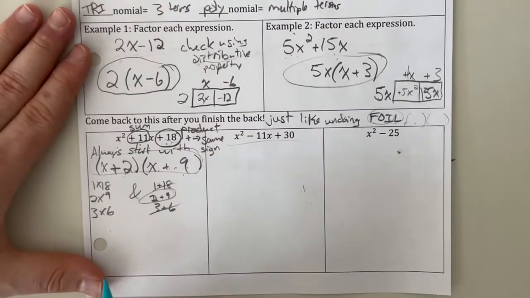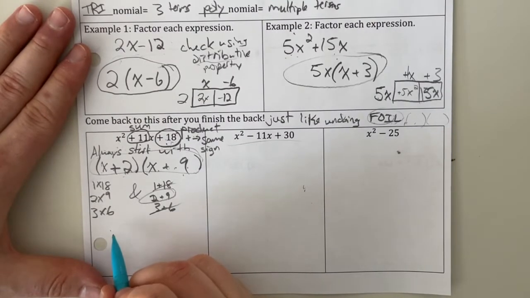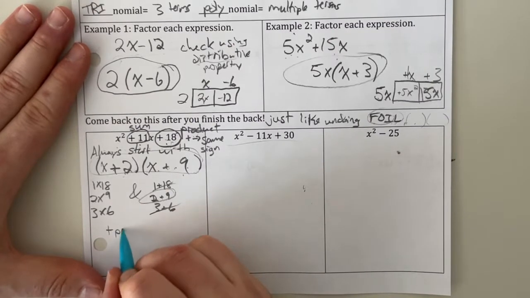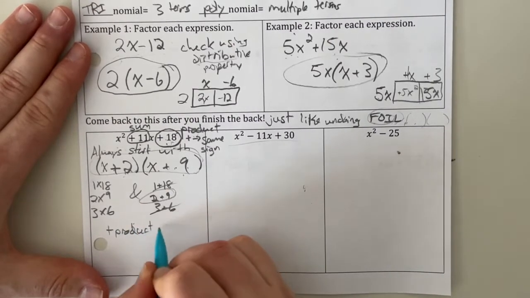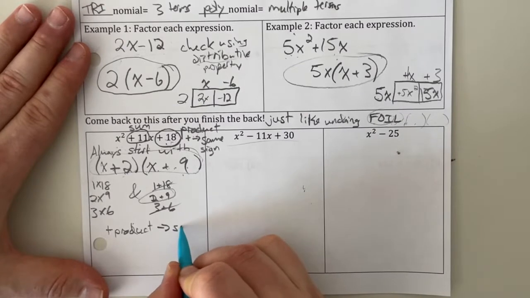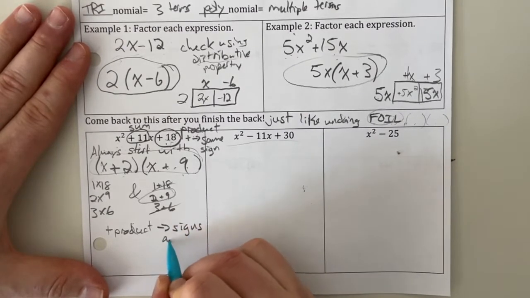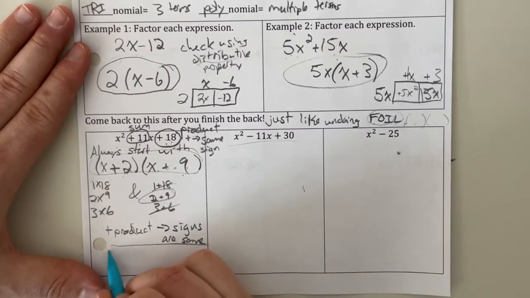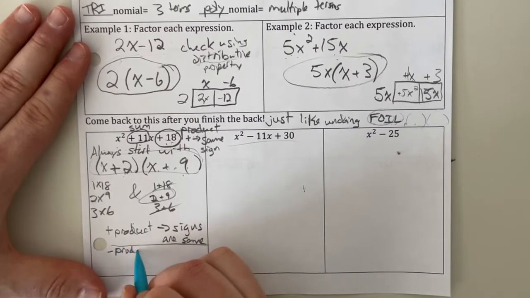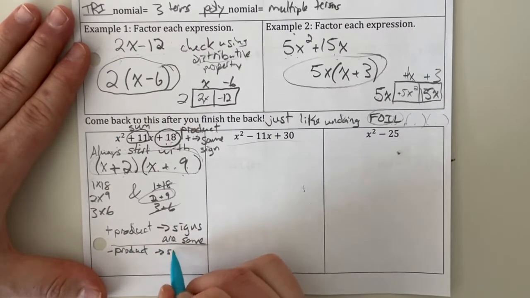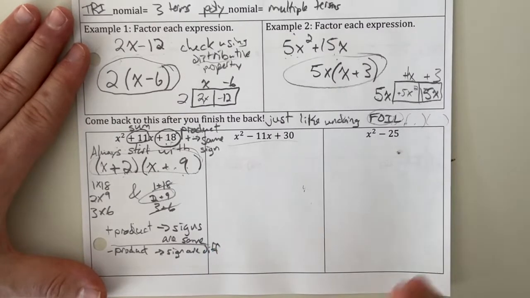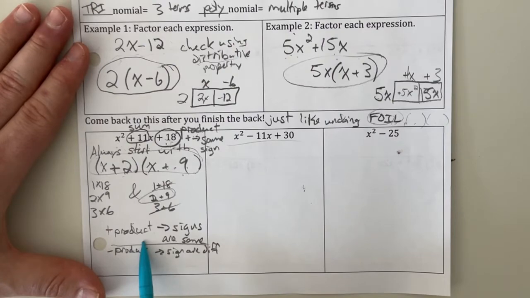So again, make sure you're saying this. If I have a positive product, that means the signs are the same. If I have a negative product, that means the signs are different. So that's the key step first, because if you know that it's a positive product, I know that they're going to be the same sign, but they could both be negative.